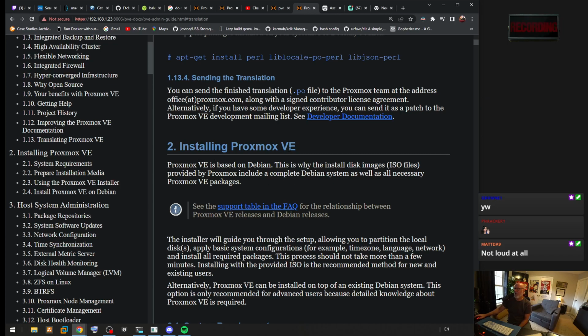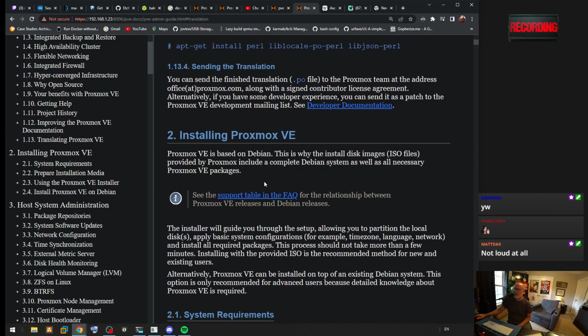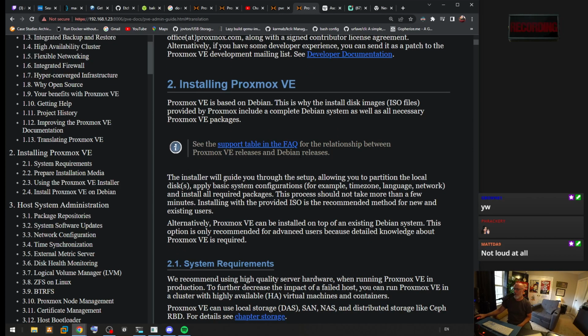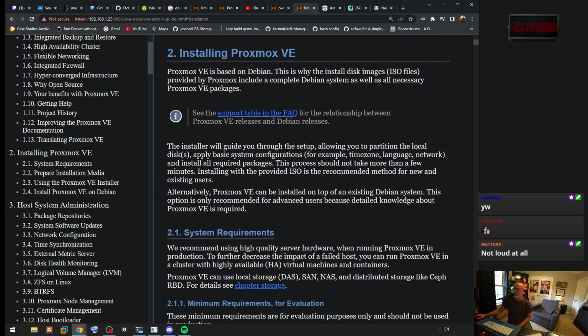Install Proxmox VE. Proxmox VE is based on Debian. This is why they installed this. ISO files provided by Proxmox include a complete Debian system, as well as any necessary Proxmox VE packages. Can I just pause to tell you how awesome that is? Because you're just using Linux, and Linux runs on anything, pretty much. See the support table. The installer will guide you through the setup, allowing you to partition a local disk, apply basic system configuration, time zone, language, network, etc., and install all third-party packages. This process should not take more than a few minutes. It didn't. It took me maybe 5-10 minutes tops.